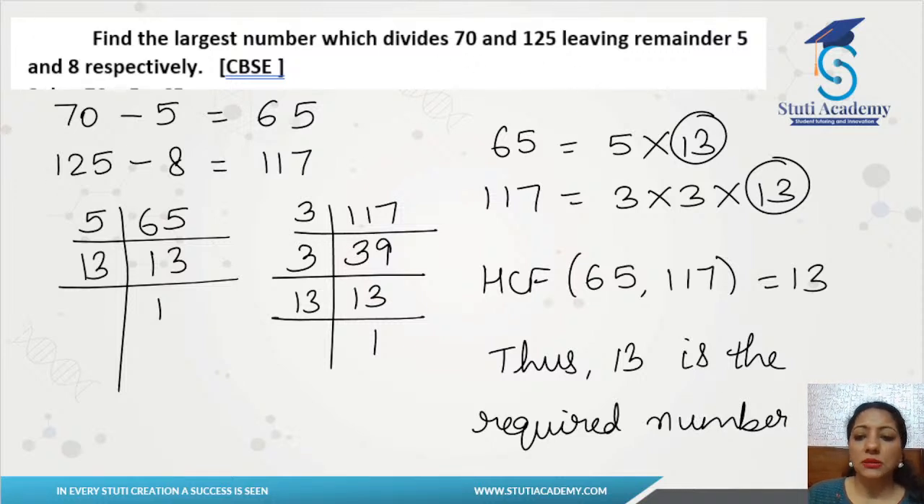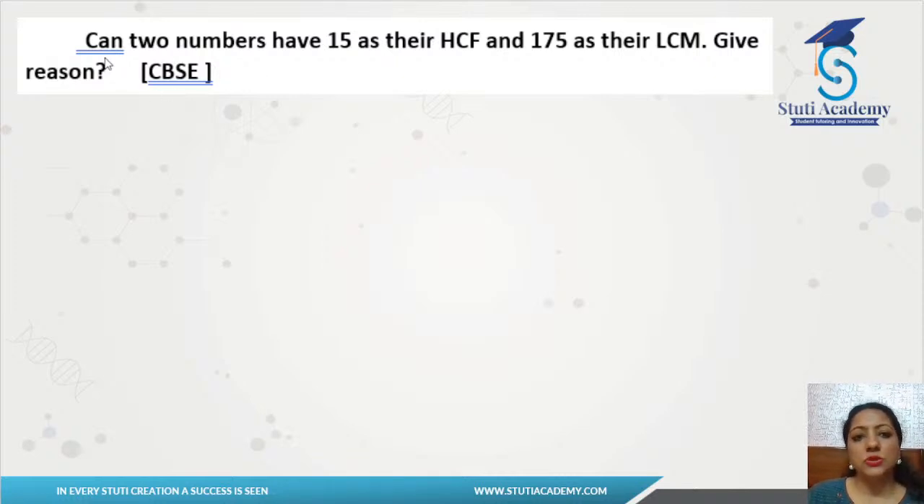Now let us proceed. Now coming to the next question. This is very simple. Can two numbers have 15 as their HCF and 175 as their LCM? Give reason. Now we want two numbers having 15 as their HCF and 175 as their LCM. We need to figure out whether such a case is possible. Now we know LCM is actually a multiple of HCF. So LCM should be exactly divisible by HCF.